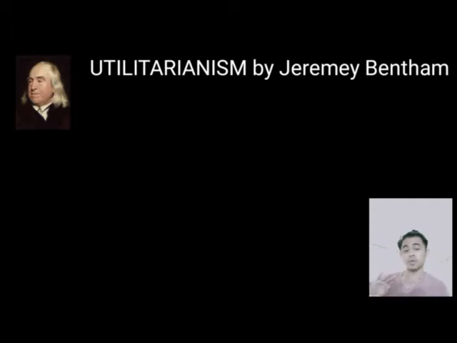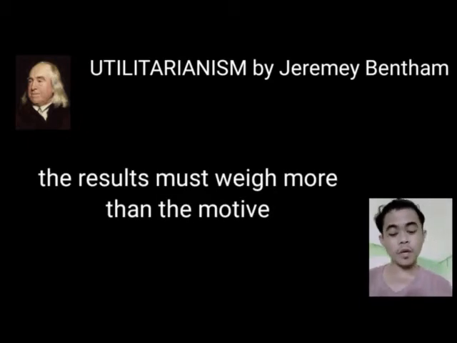So, bahala na nang yun sa imong mga rason, kung unsay resulta, mauna, maadyo ang resulta, maadyo, lain ang resulta, di maadyo. Simple. It is the same as the Machiavellian principle. The results must weigh more than the motive.